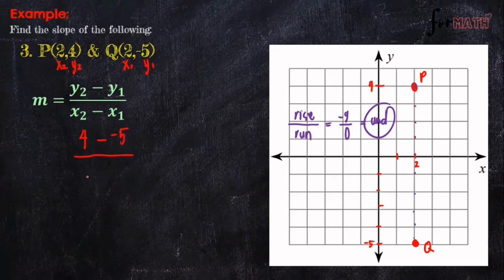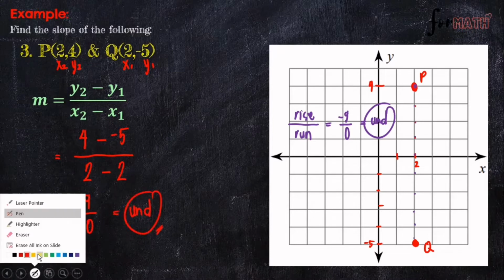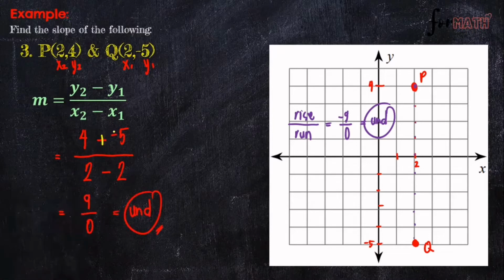And then x sub 2 natin ay 2 minus x sub 1 natin ay 2. So makikita mo dito, 0 na yung denominator. So that is 9/0. So this is undefined. The slope is undefined. Okay? So positive 9 siya kasi ito ay plus and positive.